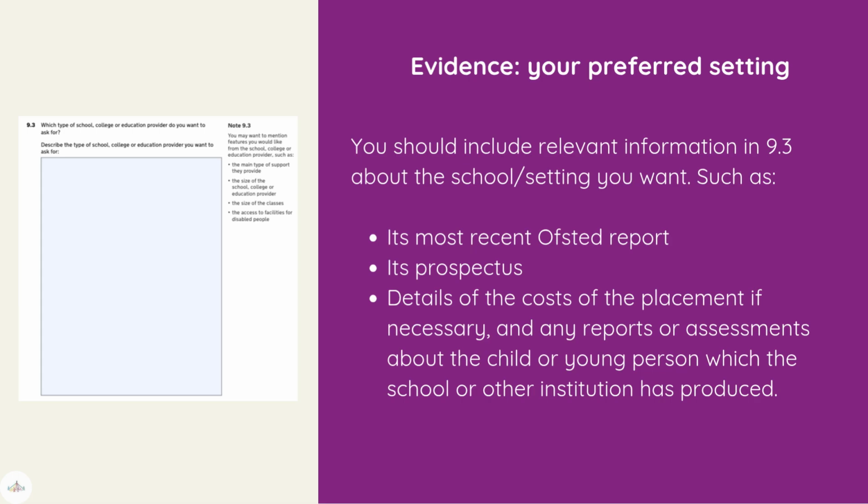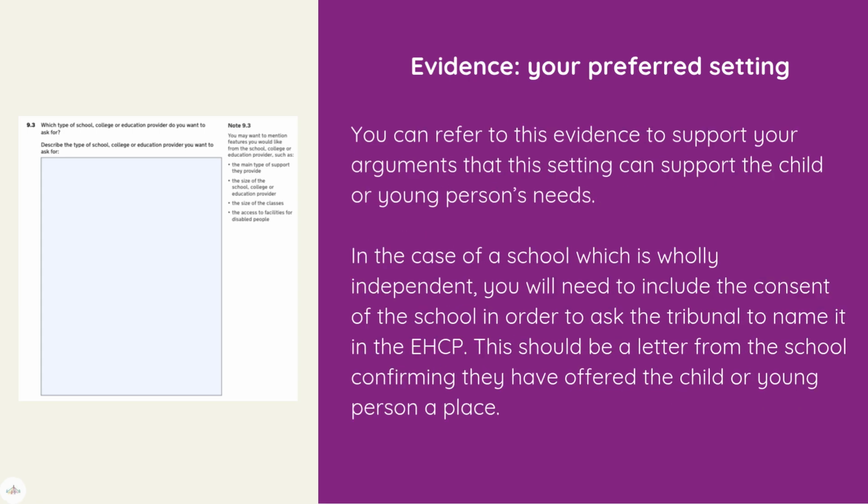Evidence, your preferred setting. You should include relevant information in 9.3 of the form about the school setting you want, such as its most recent Ofsted report, its prospectus, detail of the costs of the placement if necessary, and any reports or assessment about the child or young person which the school or other institution has produced.